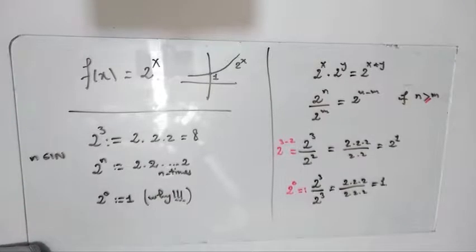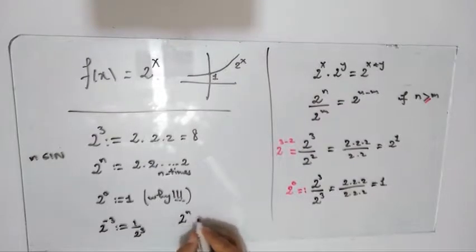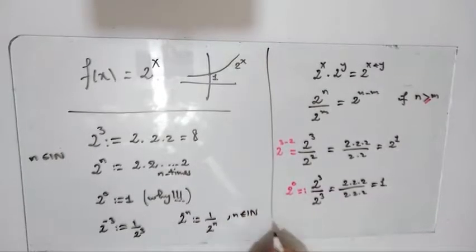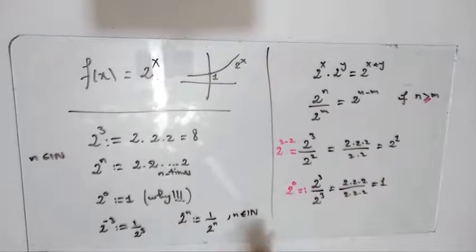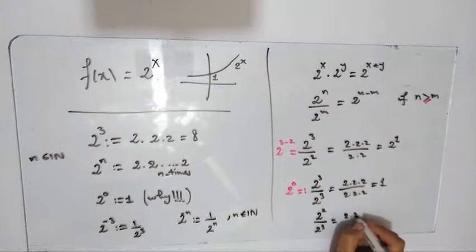And the same for the negative powers. What about 2 to the power negative 3? We will define it to be 1 over 2 cubed. So in general, 2 to the power negative n is defined to be 1 over 2 to the power n, where n is a positive integer. Again, 2 to the power 2 over 2 to the power 3, by the usual calculations, is 2 times 2 over 2 times 2 times 2, which is a half.